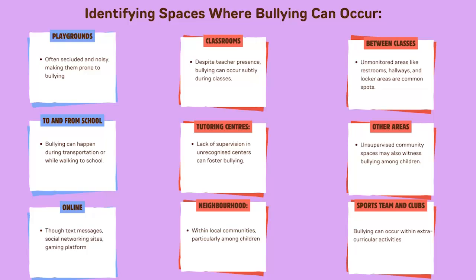To and fro from schools. Bullying can happen during transportation or while walking to school. Tutoring centers. Lack of supervision in unrecognized centers can foster bullying. Other areas. Unsupervised community spaces may also witness bullying among children.